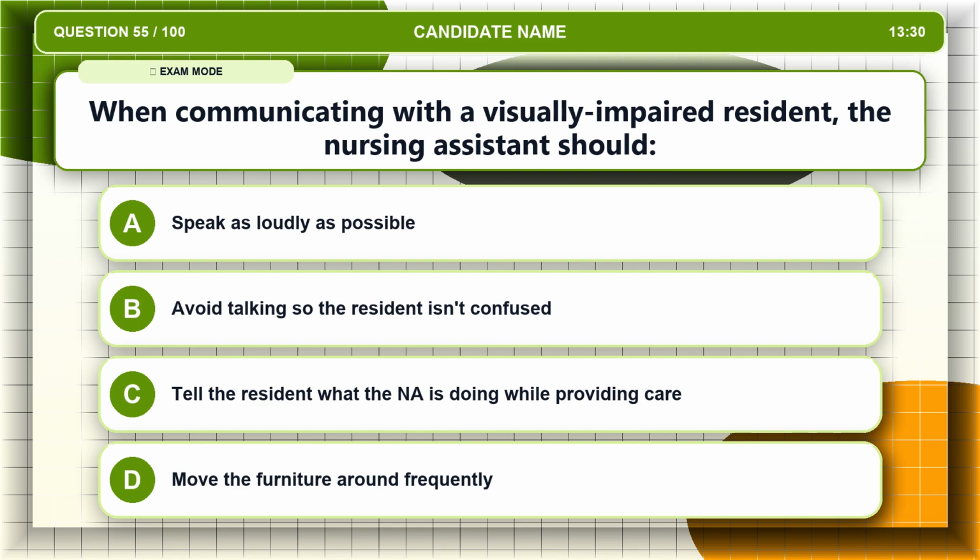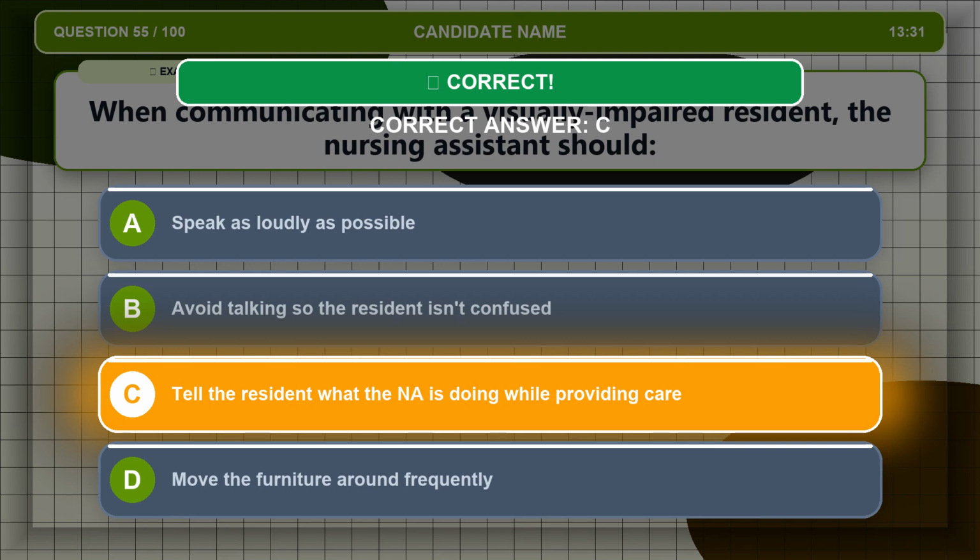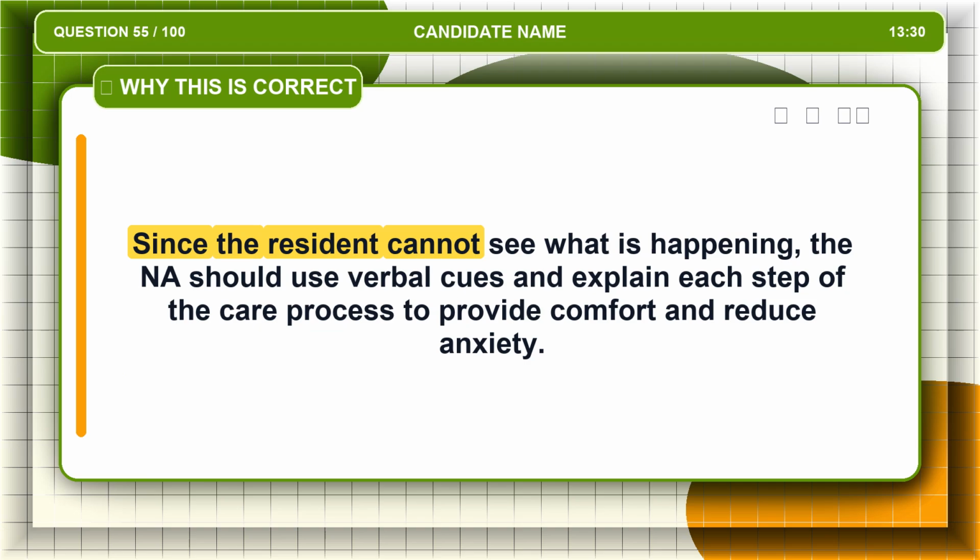Question 55. When communicating with a visually impaired resident, the nursing assistant should: Option A, speak as loudly as possible. Option B, avoid talking so the resident isn't confused. Option C, tell the resident what the NA is doing while providing care. Option D, move the furniture around frequently. The correct answer is option C, tell the resident what the NA is doing while providing care. Since the resident cannot see what is happening, the NA should use verbal cues and explain each step of the care process to provide comfort and reduce anxiety.